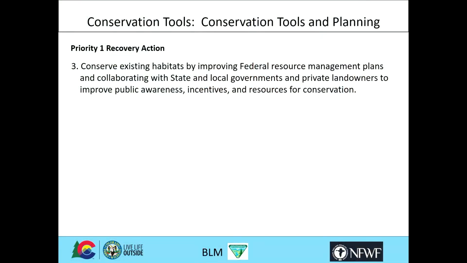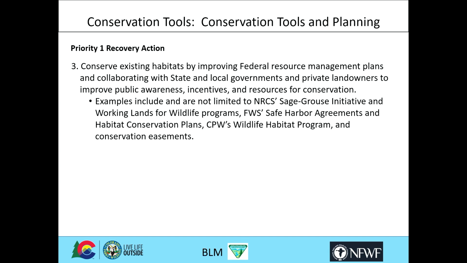So this session, the Conservation Tools and Planning, is a priority one recovery action in the recovery plan. And I'm going to go through what's written in the plan because it's pertinent to this. The plan states the action is to conserve existing habitats by improving federal resource management plans. No big task there, right? And collaborating with state and local governments and private landowners. So that means it involves everyone. It's not just the responsibility of one particular entity. And it's to improve public awareness, incentive, and resources for conservation.